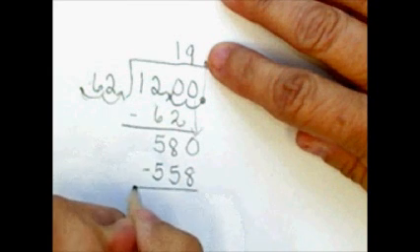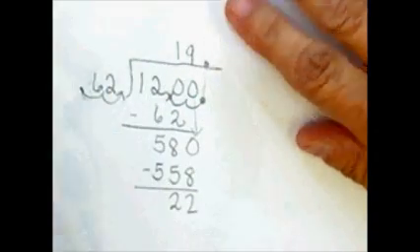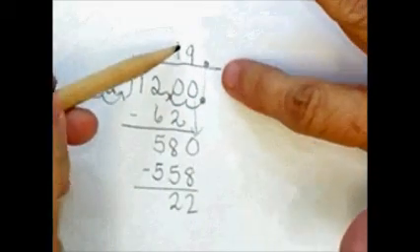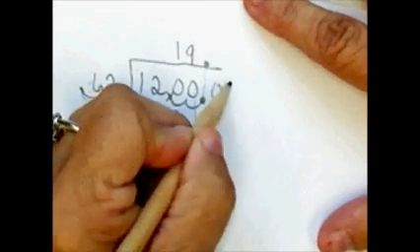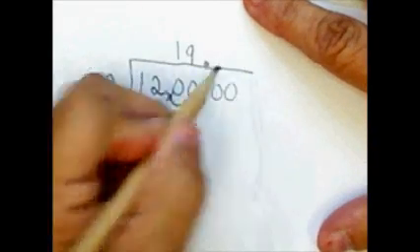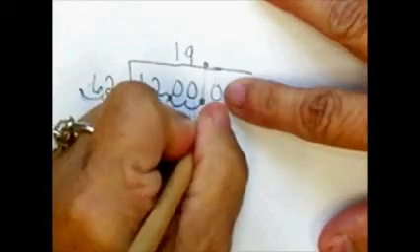22. Now, it's not divided out evenly, so I can add as many zeros to the right of this decimal point as I want to add. So I'm going to put 2 up there. So then I'm going to bring that 0 down. 62 into 220 goes 3 times.